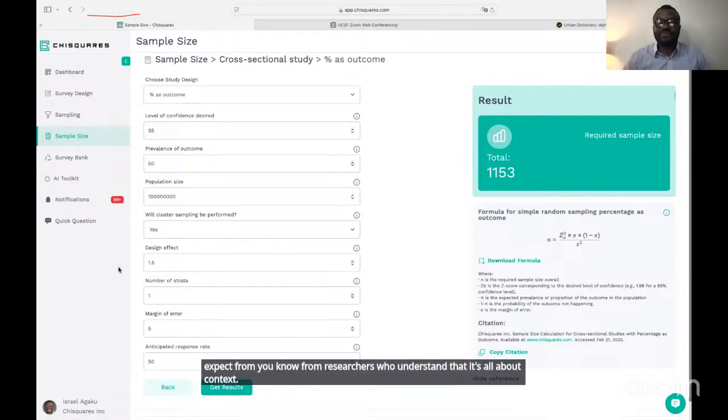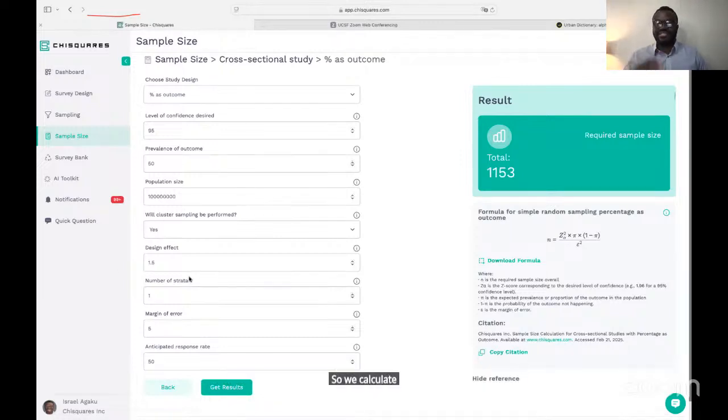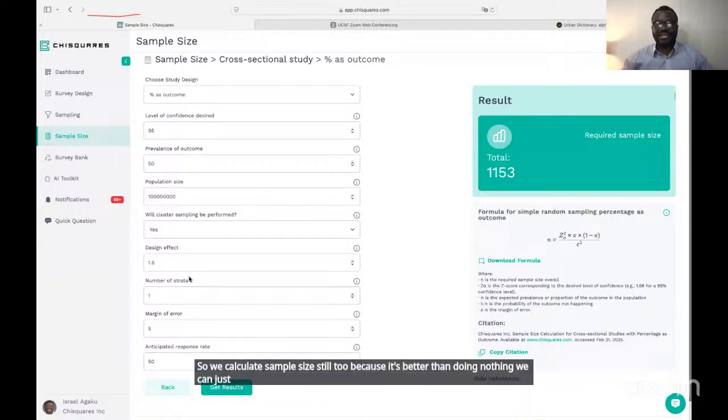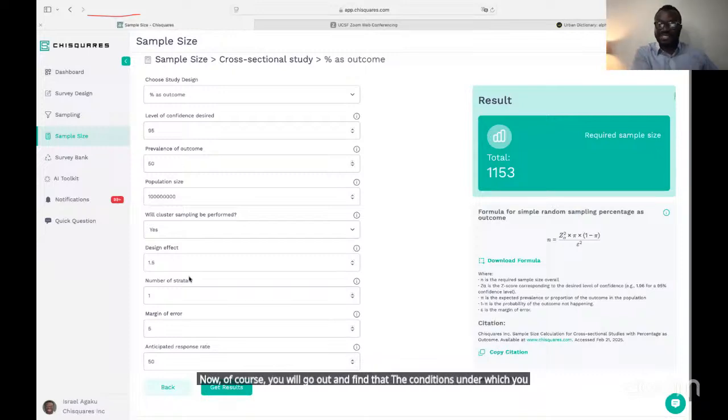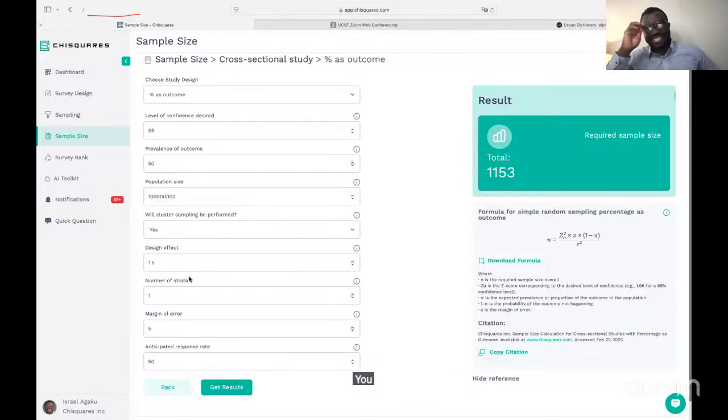So we still calculate sample size, because it's better than doing nothing. At least we're saying that given this context, if these conditions are met, then this is the number we will expect to give us this result. Now, of course, you will go out and find that the conditions under which you calculate a sample size are not the ones in the real world. Mike Tyson says everybody has a plan until they get knocked in the teeth, right?